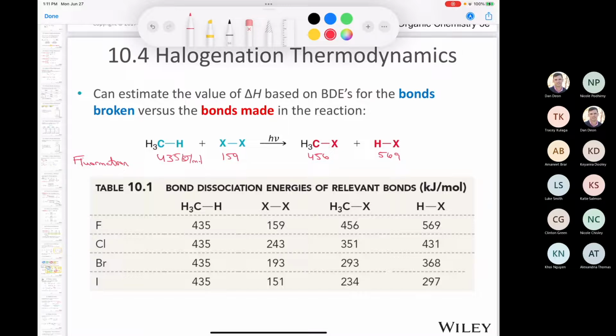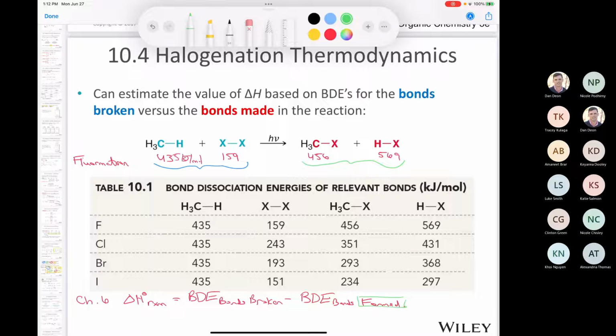The formula that we used was bonds broken minus bonds formed. That was what we used back in chapter 6. We said that the delta H of the reaction was equal to the bond dissociation energies of the bonds broken minus the bond dissociation energies of the bonds formed. These are the bonds that we're breaking, and these are the bonds we are forming. So forming will be the green ones, and breaking will be the blue ones.